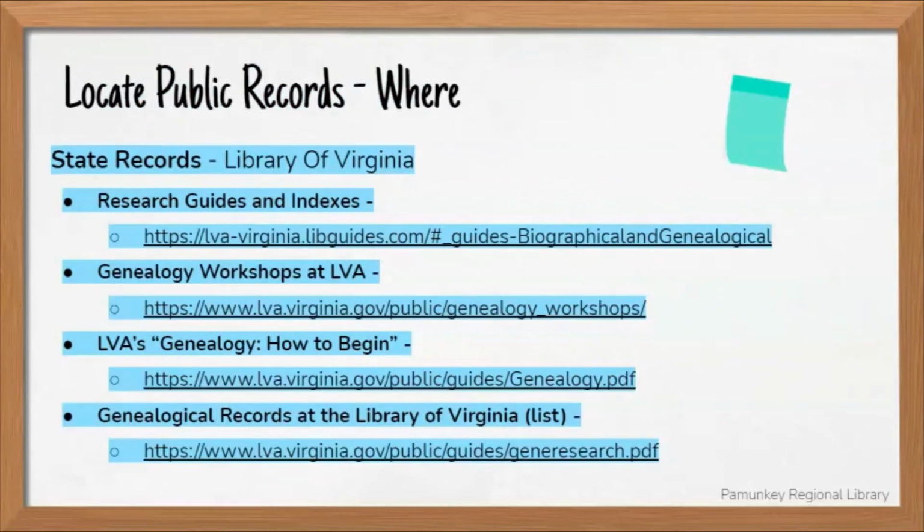All right, so for the Library of Virginia, if you're in Virginia, our state archives are at the Library of Virginia, and these are some great links and resources to use. I'm not going to read out all of these links because I think it would be a tongue twister, but please pause if you want to write them down. There are research guides and indexes. They also have genealogy workshops at LVA. They have a how to begin genealogy section, and a list of genealogical records that are available at the Library of Virginia. So those are all the links I provided. Pause to write them down.